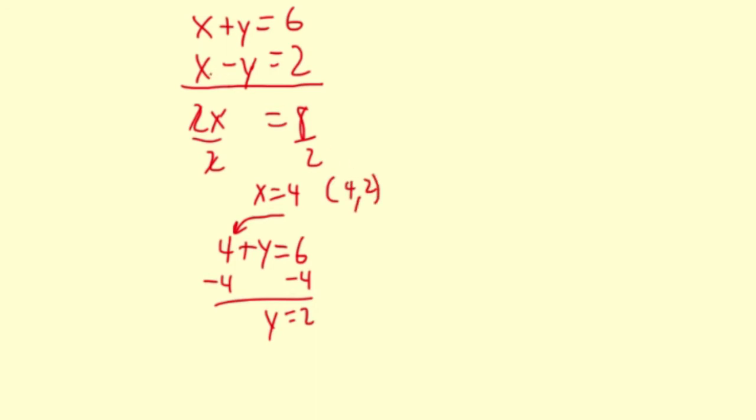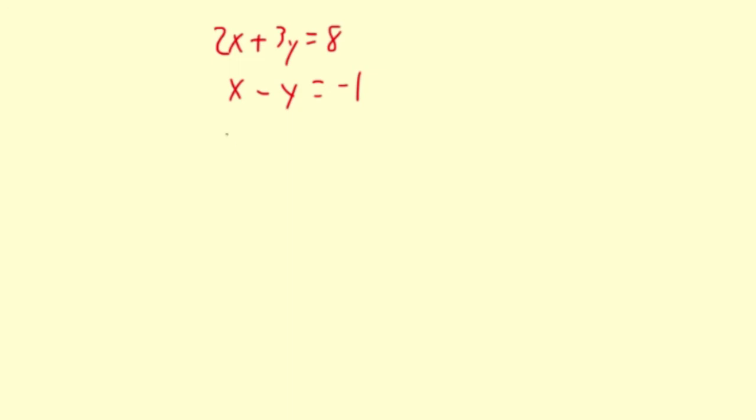And you want to check in the equation: 4 plus 2 makes 6, 4 minus 2 equals 2, so that works. So that's the elimination method. Now let's look at linear combination. Linear combination means you're multiplying an equation by a number with the intention of canceling out a variable.